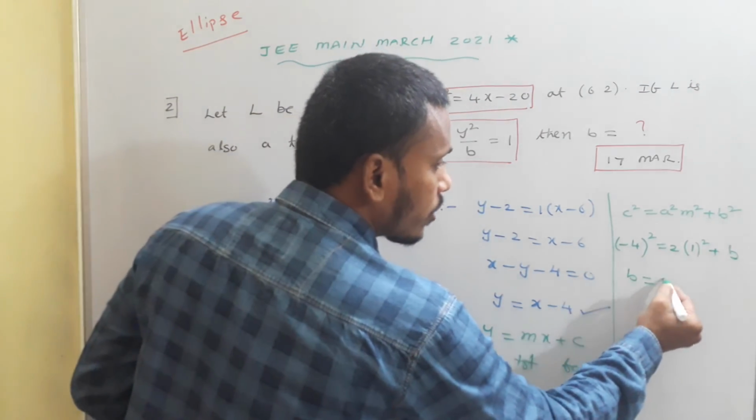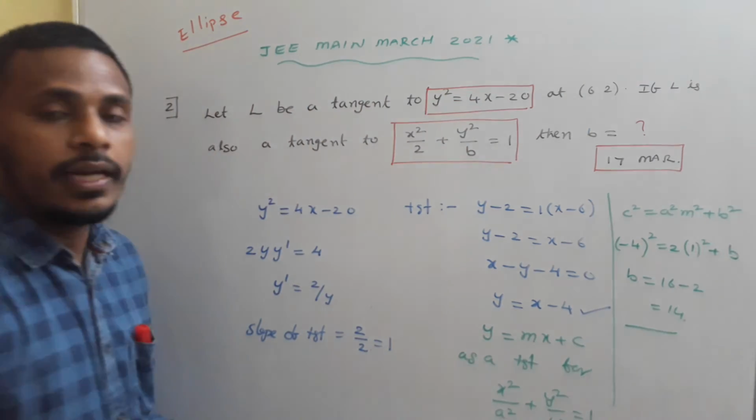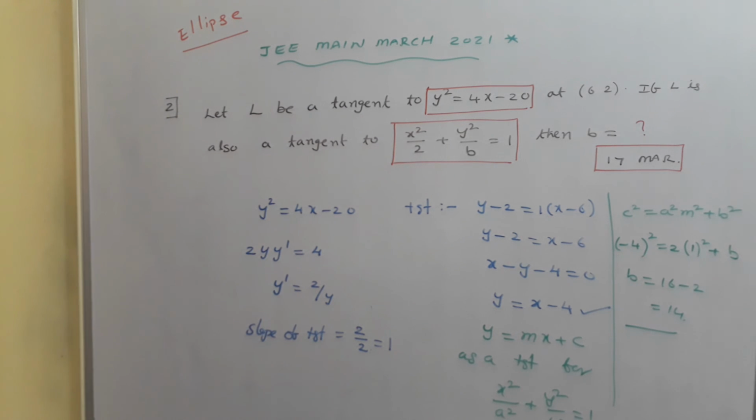Then b is equals to 16 minus 2, that is equals to 14. At the end, our answer for the problem is 14. Just have a look. This is a question from 17th March.